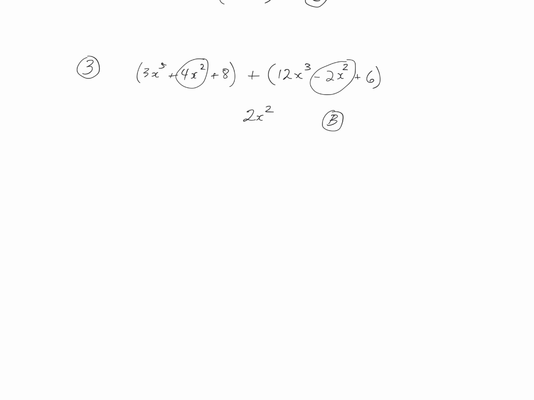Of course, the other way to do it is to just add up all the terms. So we only have one 3x to the 5th, so it's 3x to the 5th, and then we have a plus 12x cubed, so we have this. Now we need to do the x squareds. 4x squared minus 2x squared is 2x squared. And then we have 8 and 6 is 14.